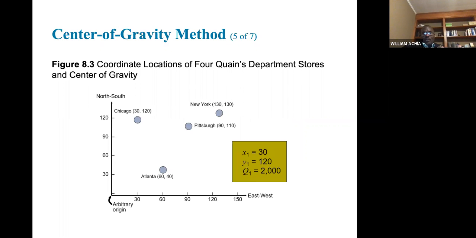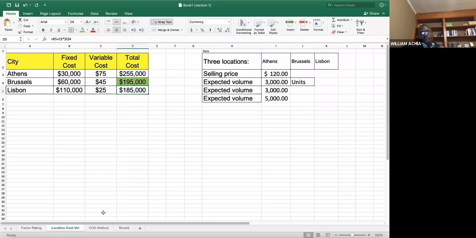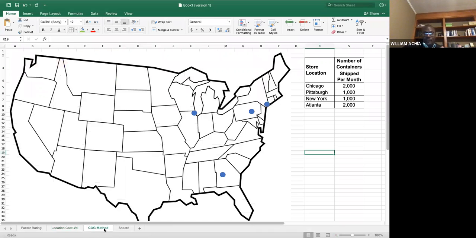Now, let's see how we would go about doing this using the center of gravity approach. I'll take us back to an Excel file and use my visualization approach. I like visualizing this approach. So I have these locations: Chicago over here, Pittsburgh, Pennsylvania, New York, and then Atlanta. And I have the information from the case here, the amount of containers shipped per month.